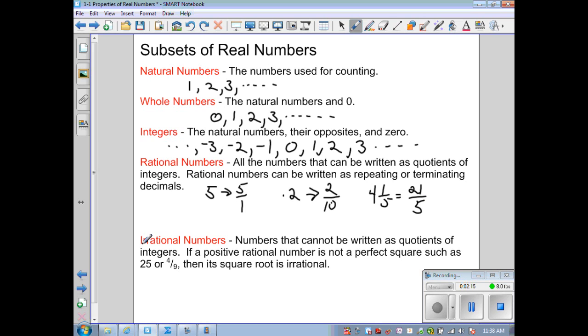Irrational numbers are numbers that cannot be written as quotients of integers. If a positive rational number is not a perfect square, such as 25 or 4/9, then its square root is irrational. Also, irrational numbers are numbers that can be written as decimals but are non-repeating. Therefore, pi, 3.14 is the approximation, but it continues to infinity without repeating. Therefore, this is irrational. The square root of 3 is not a perfect square. Therefore, it is irrational. All non-perfect squares are irrational.